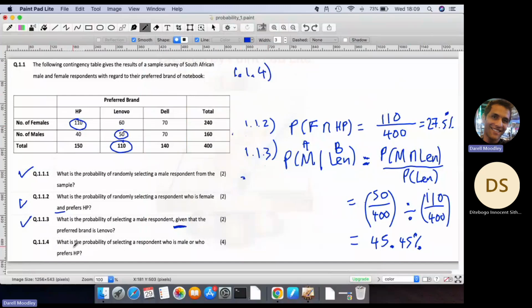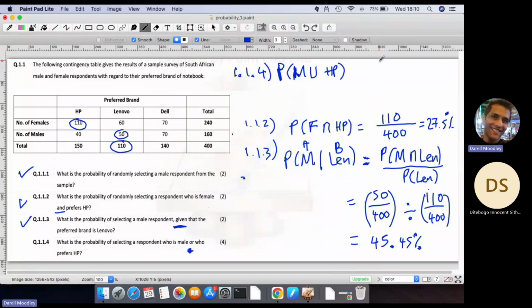So here what we want is, what is the probability of selecting a respondent who is male, or, this word here is very important, or prefers HP. So we're asking, what is the probability of male or, and the symbol for that is this upside down U kind of symbol, male or HP.